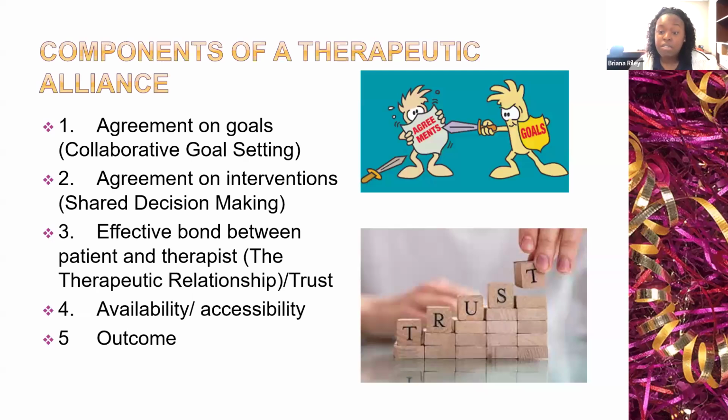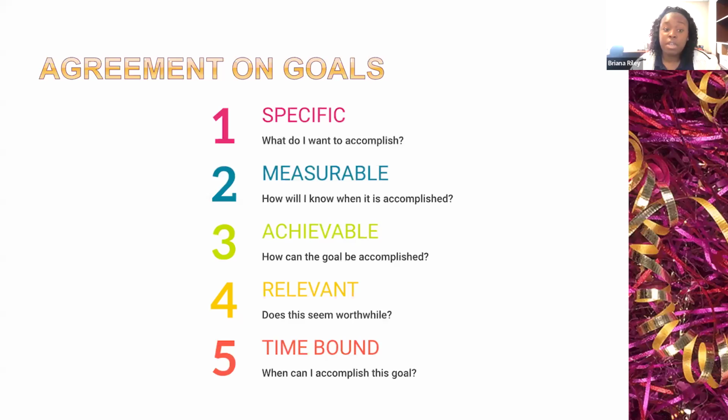Did I present this information to my client? Did we both agree what goals he or she is working on? Is this person being forced to do something they do not want to do? Does my client feel like he is in control of his own treatment plan? Right? And that is important because this can determine the outcome of treatment and the therapeutic alliance. Right? So some of those agreement on goals can be specific, measurable, achievable, relevant, and time-bound, right?